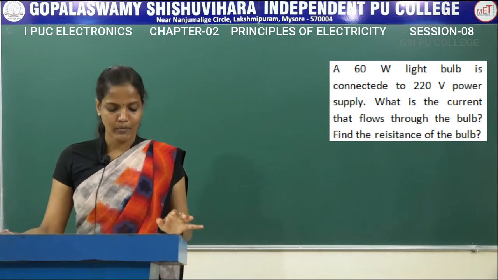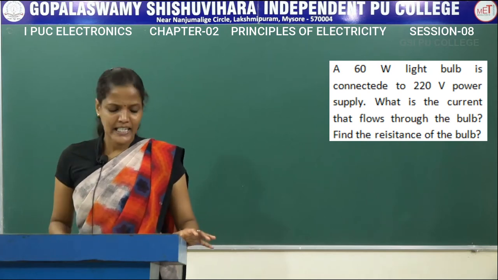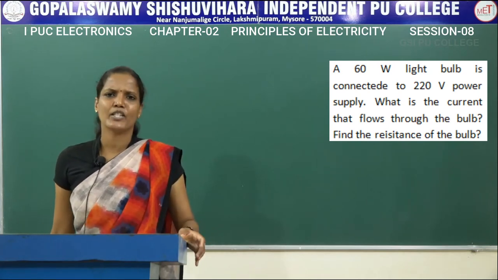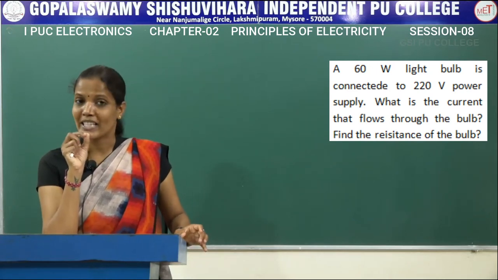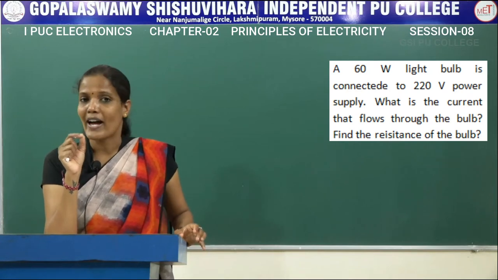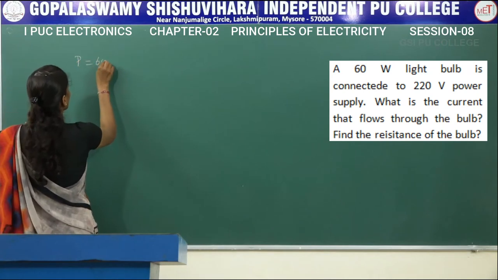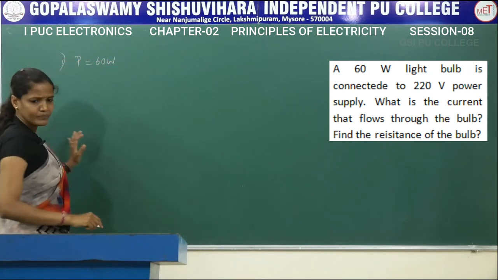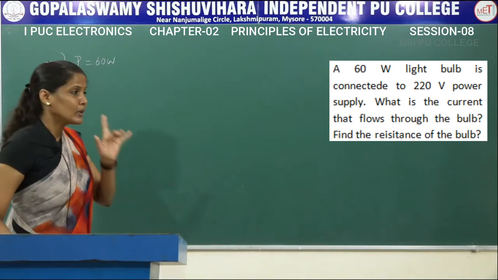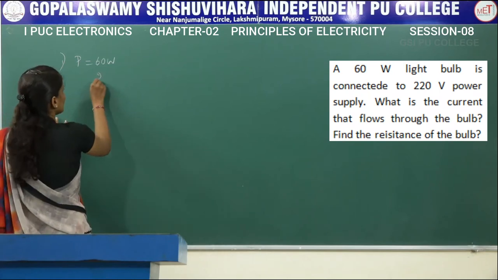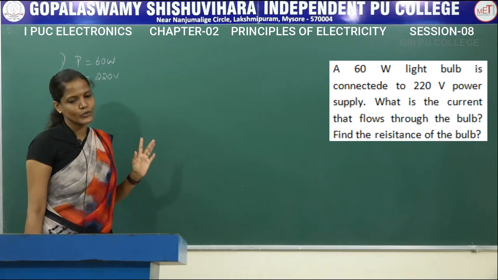So in this particular problem they have given the power, that is 60 watts. Here power is 60 watts, they will not mention it like that. They are going to specify any parameter with its unit. 60 watts, watt is the unit of power. So in this particular problem P is given, whose value is equal to 60 watt, connected to 220 volts power supply. 220 volts, so volts is the unit of voltage, so V is equal to 220 volts.